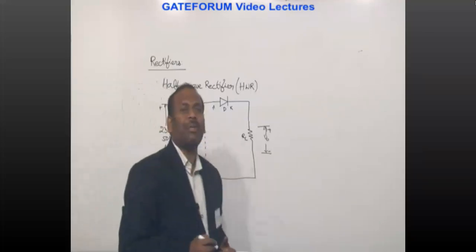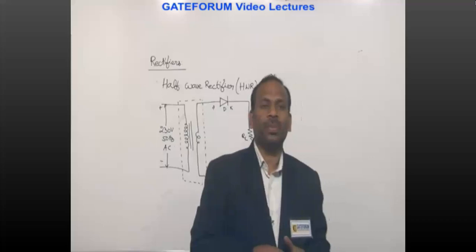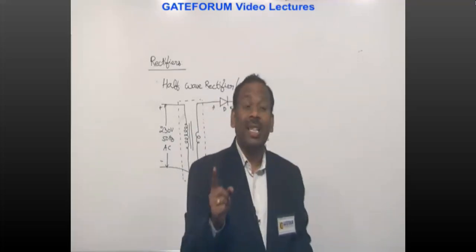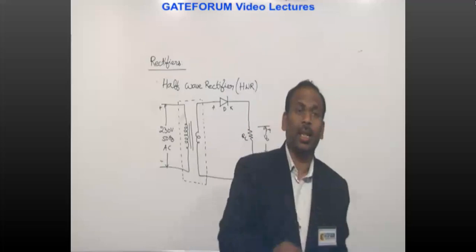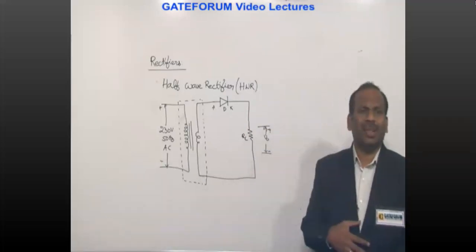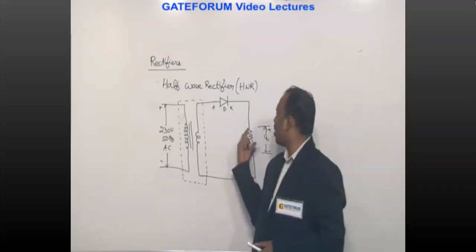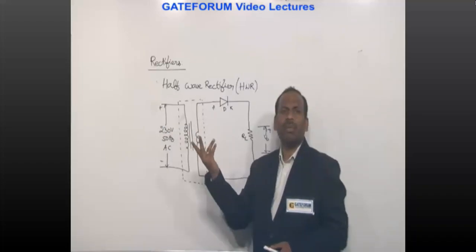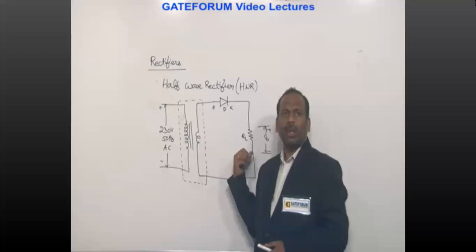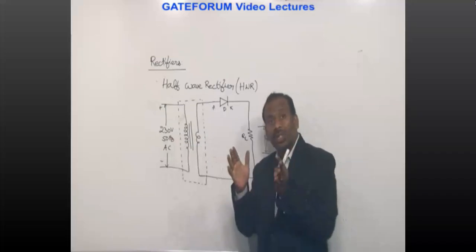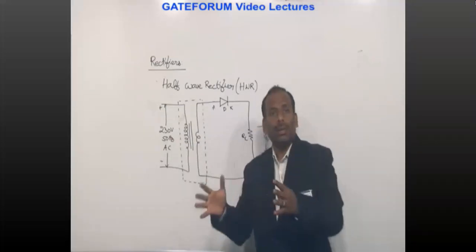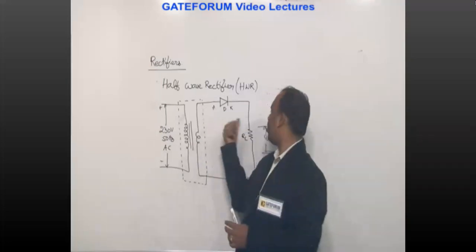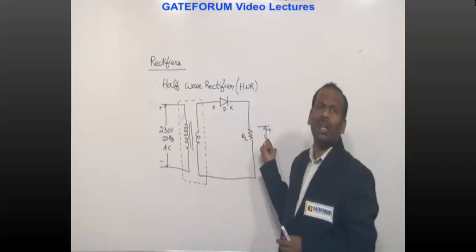So what is the use of the transformer? It will convert AC to AC only. Then why do you have to convert AC to AC? Now let us suppose you require 10 volts DC. Directly converting 230 volts AC is not possible. So first, this 230 volts has to be down converted to some 12 or 13 volts AC. From that, it will produce the required output.